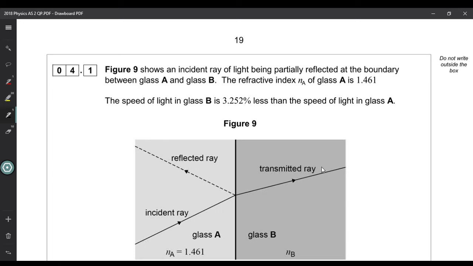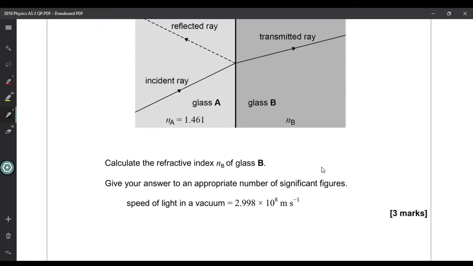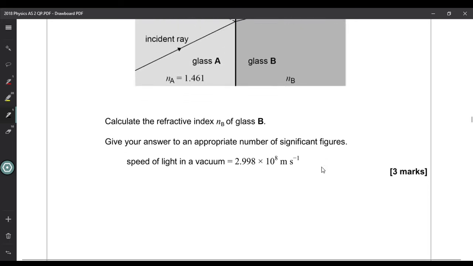Question 4 gives us a ray diagram of an incident ray of light being partially reflected at a boundary between two different glasses, and we're given the refractive index of glass A. We're told the speed of light in B is 3.252% less than the speed of light in A. It says calculate the refractive index NB of glass B, and we're given the speed of light in a vacuum.